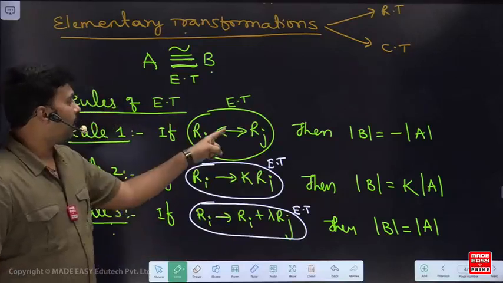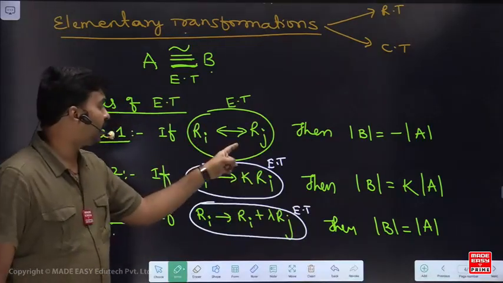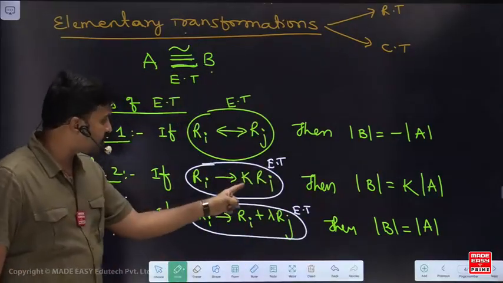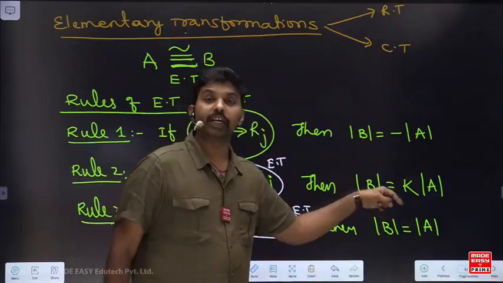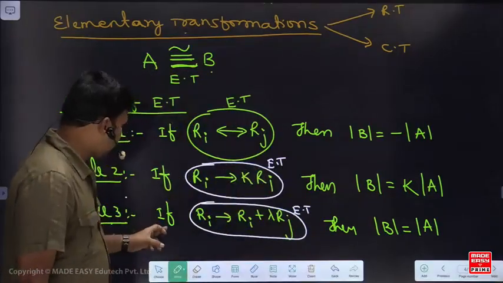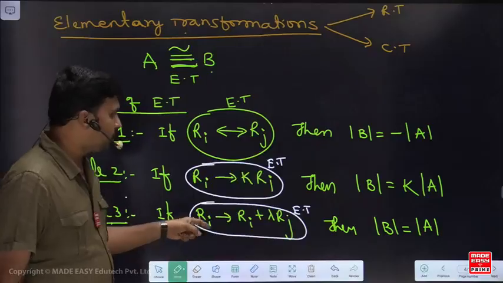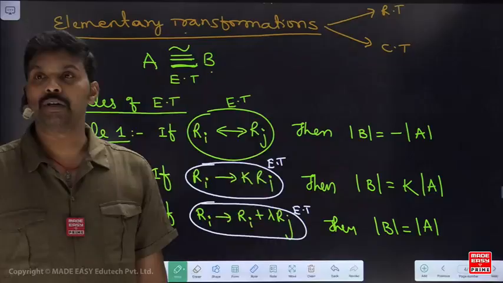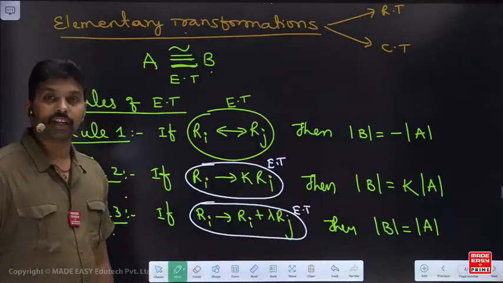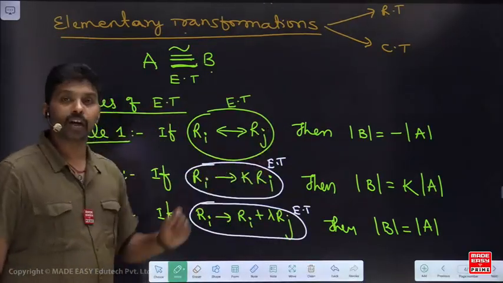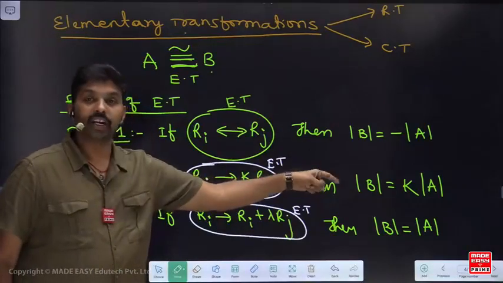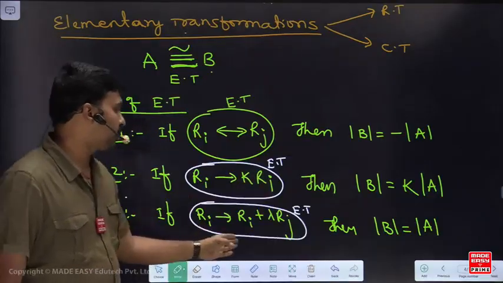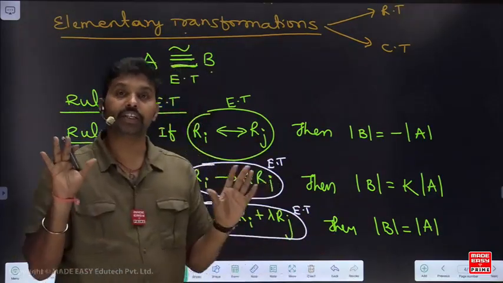So when you apply rule 1, the determinant changes by a minus sign. When you apply rule 2, the determinant becomes k times its original determinant. And when you apply rule 3, there is no change in the determinant. I hope you understand this.